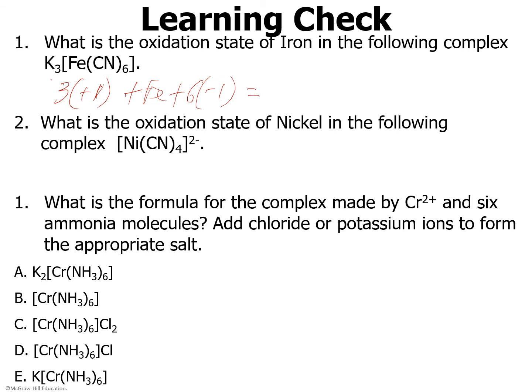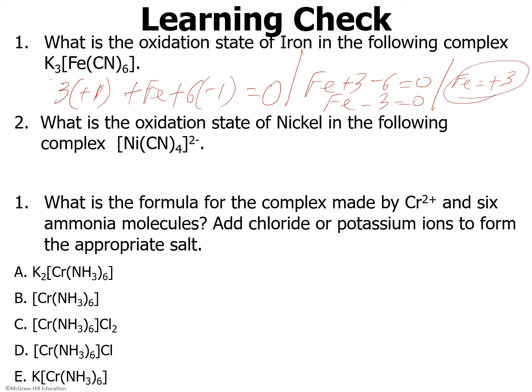Add all of this up and make it equal to the total charge of the compound, which is 0. We don't see a charge, which means it is 0. So now I'm just rearranging this to solve for Fe. If I rearrange this, that would be Fe plus 3 minus 6 is equal to 0. So Fe minus 3 equals 0, which means Fe equals plus 3. So that would be my oxidation state or oxidation number or charge of iron in this complex.